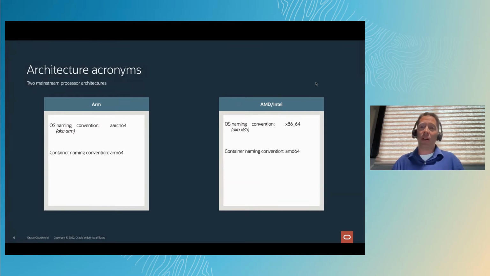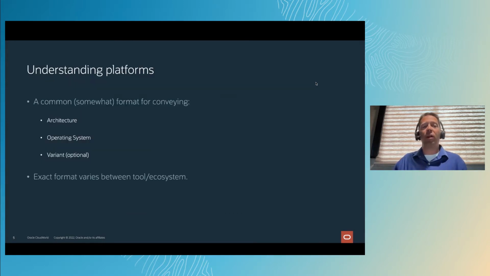Now, when it comes to the container world, typically this is called AMD64. So just be aware as you start looking into these different tools and services and packaging up containers and building binaries and working with different application binaries and different operating systems, just be aware of some of these different terms. Be important to know about.